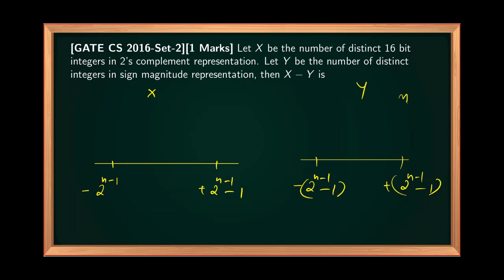If I take n equal to 2, I can represent minus 2, minus 1, 0 and plus 1 using 2's complement representation. Similarly, for n equal to 2 in signed magnitude, I can represent minus 1, minus 0, plus 0 and 1. So the number of distinct integers is more here, so x minus y is 1.